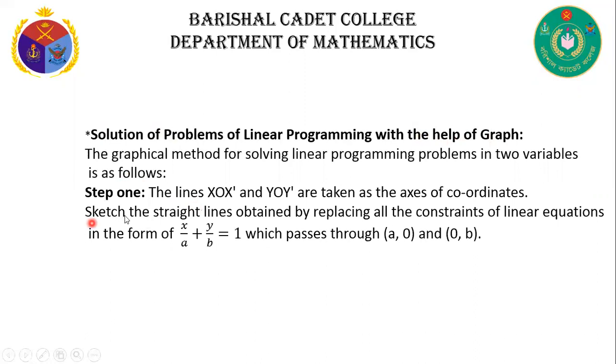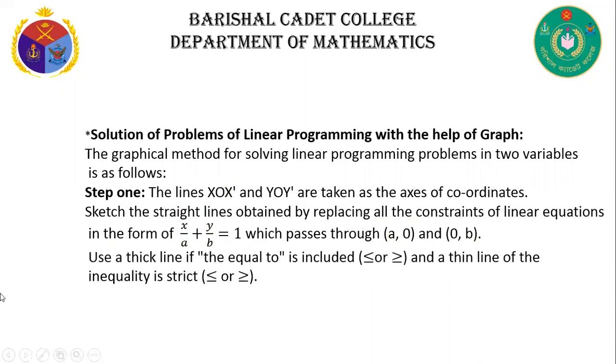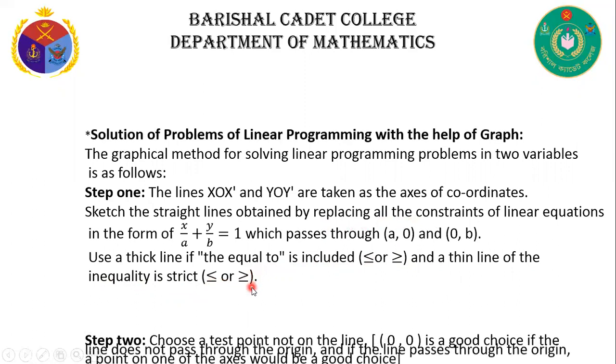The first step, step 1. The lines XOX' and YOY' are taken as the axes of coordinates. Sketch the straight line obtained by replacing all the constants of the linear equation in the form x/a plus y/b is equal to 1, which passes through the points (a, 0) and (0, b). Then use a thick line if the equal to is included, less than or equal or greater than or equal, and a thin line if the inequality is strict, less than or greater than.